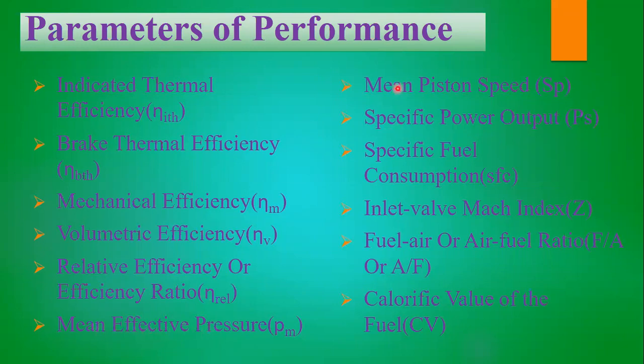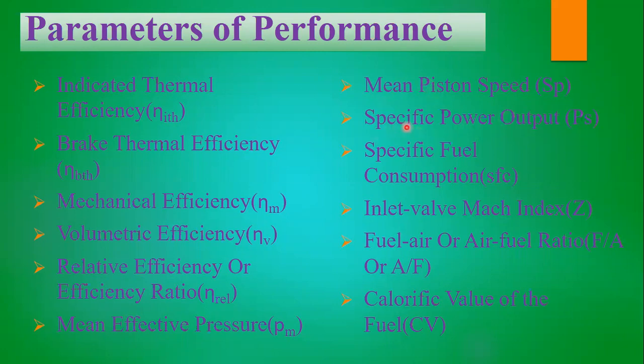Next, coming to the mean piston speed, which is nothing but the average piston speed. Within the cylinder, the combustion forces push the piston downwards, so the piston moves with varying velocities, right? The mean piston speed is the average piston speed, and we have some formulas to derive it. I will show you later; for now we just discuss what mean piston speed is.